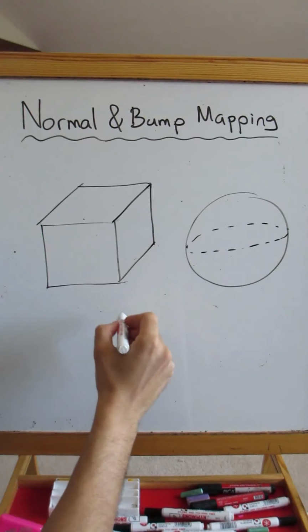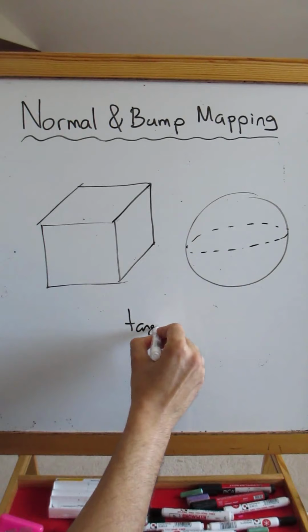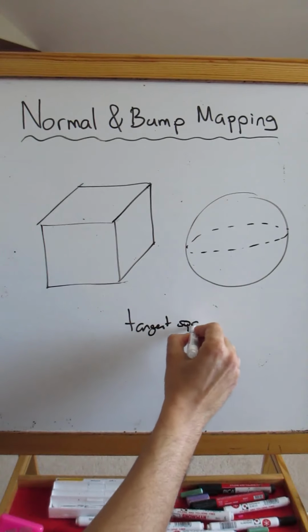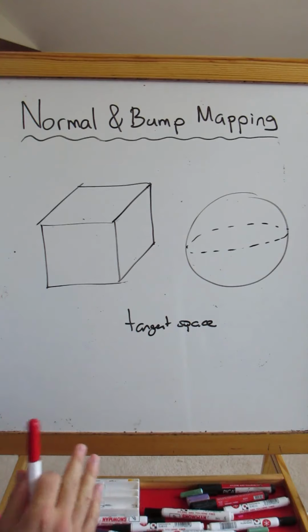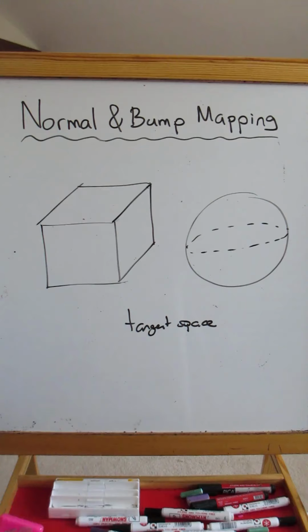So, what is a tangent space? Tangent space represents a coordinate system, basically, where two axes of this coordinate system are on the tangent plane of the surface. So, what is the tangent plane of the surface?